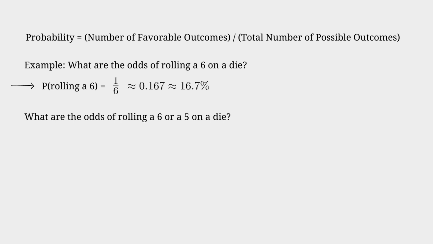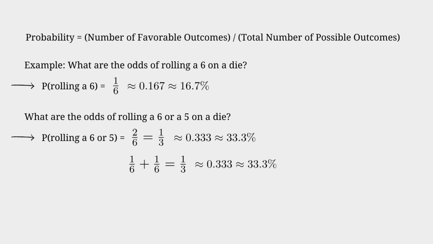Now, what are the odds of rolling a 6 or a 5? We have two favorable outcomes that we are interested in, and the die still has 6 sides. So the answer is 2 over 6, which can be simplified to 1 over 3. You could have also said 1 over 6 plus 1 over 6, because the word "or" is normally linked to adding probabilities. If you've noticed, any probability will always be between 0 and 1, both included.